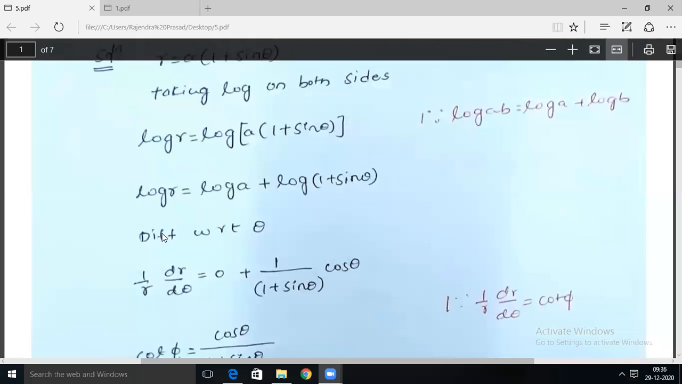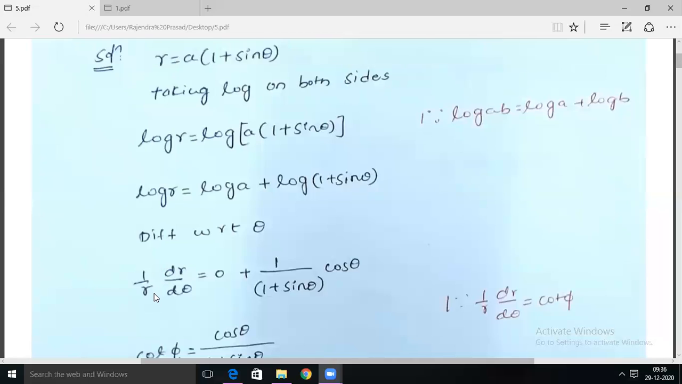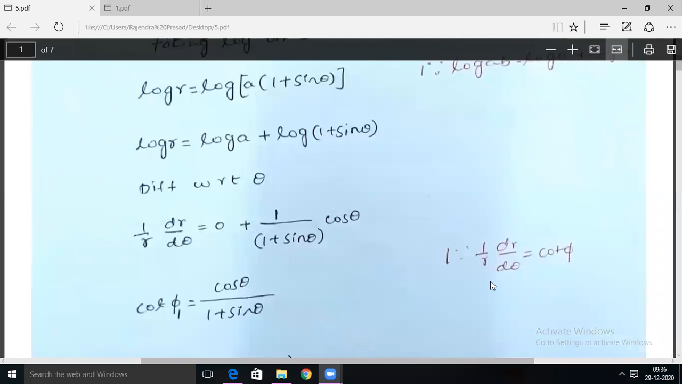Next, differentiate with respect to θ. Differentiating log r gives (1/r)(dr/dθ). Log a is constant, so its differentiation is 0. Next, the differentiation of log(1 + sin θ) is 1/(1 + sin θ) into the derivative of (1 + sin θ), which is 0 plus cos θ, right? So we know that (1/r)(dr/dθ) is equal to cot φ.